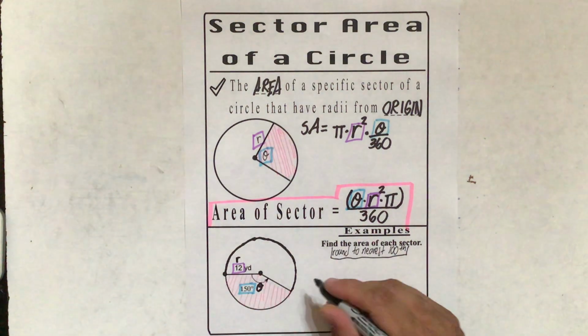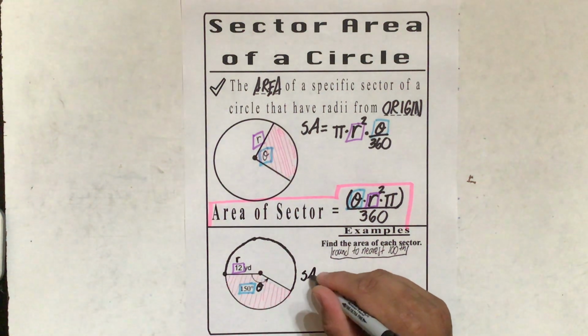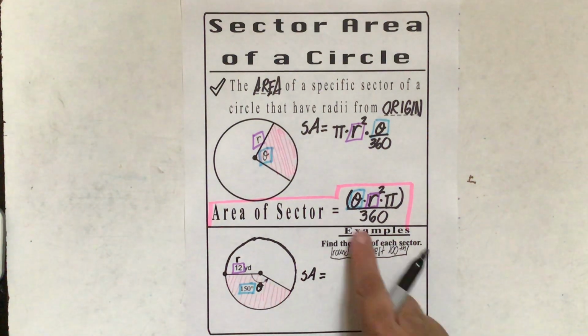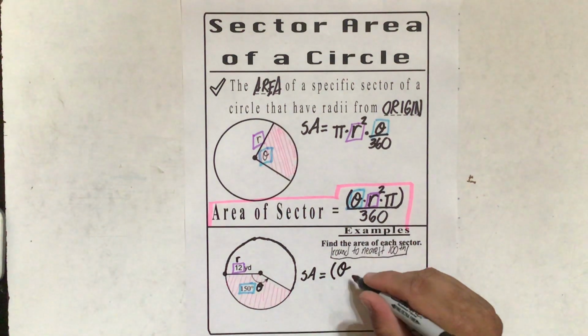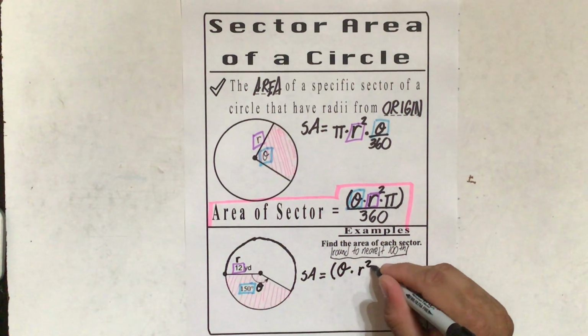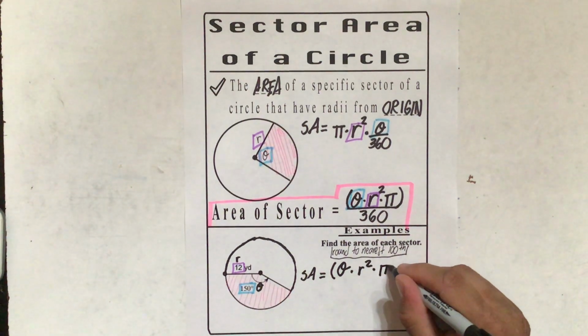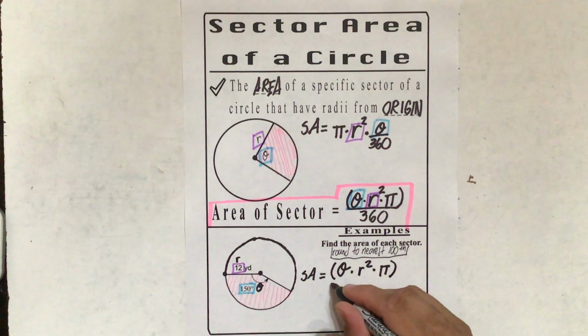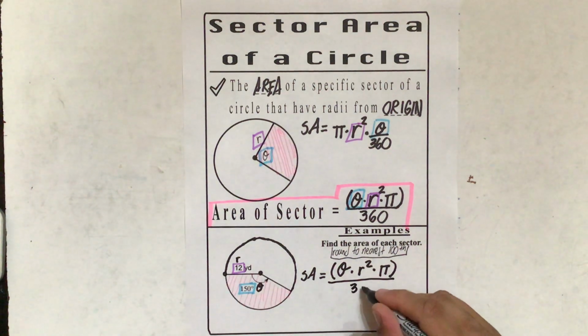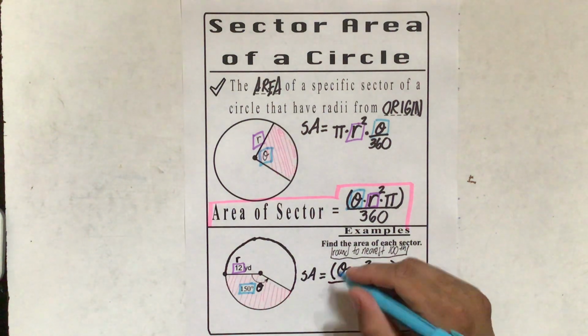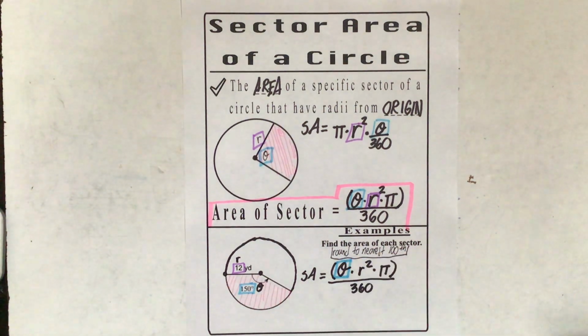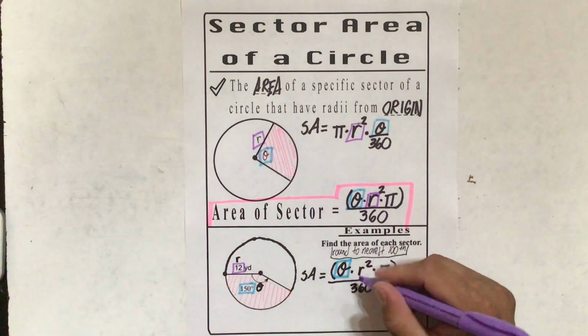So this is area of sector, or SA, is equal to, what is my formula here? Parentheses theta, I'm copying it over, times r squared times pi, parentheses, all over 360. So let's highlight what we have. My theta is in blue. My radius is in purple.